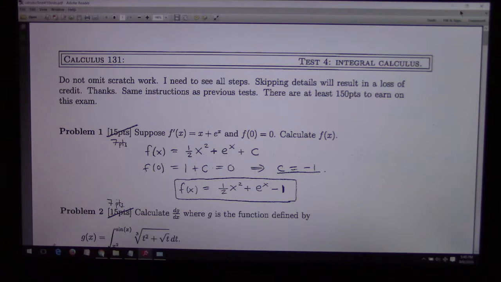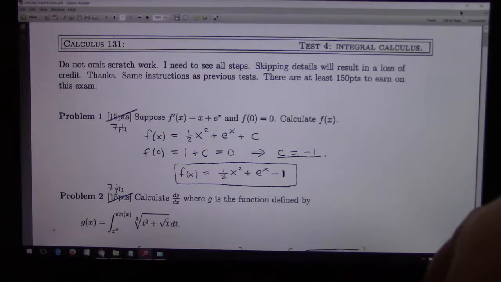Alright, so test 4, again, the blank test is posted. There's a PDF of it on the Calculus 1 page. You can look at it and try it for yourself before you look at this. And there's a PDF of this one posted as well. If you don't want to listen to me talk about it, then don't. Certainly you might get more out of just reading it than listening to me jibber jabber about this.